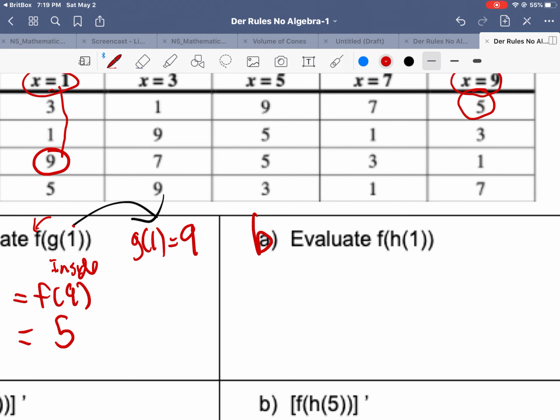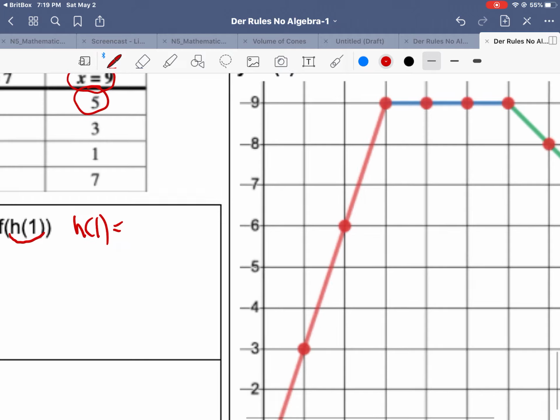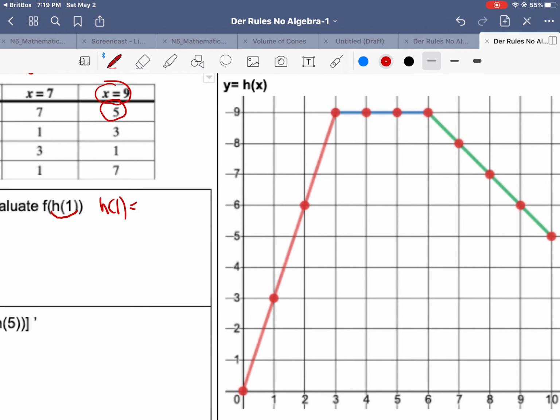So again, what do I do first? BEDMAS tells us I do the inside. What's h at 1? What's h? Oh, h is the graph. Let's go over here to h at 1. So there's our graph, and let's see. I go to x equals 1. This graph is the rule h. I go up until I hit that point, and I go across, and it's 3. So h at 1 is worth 3.